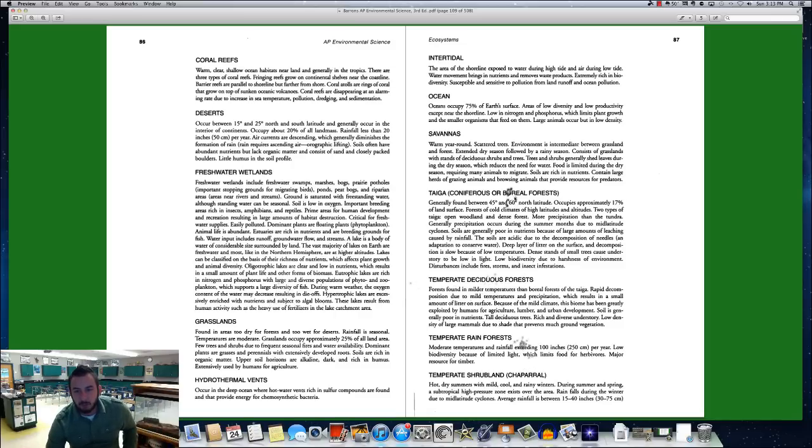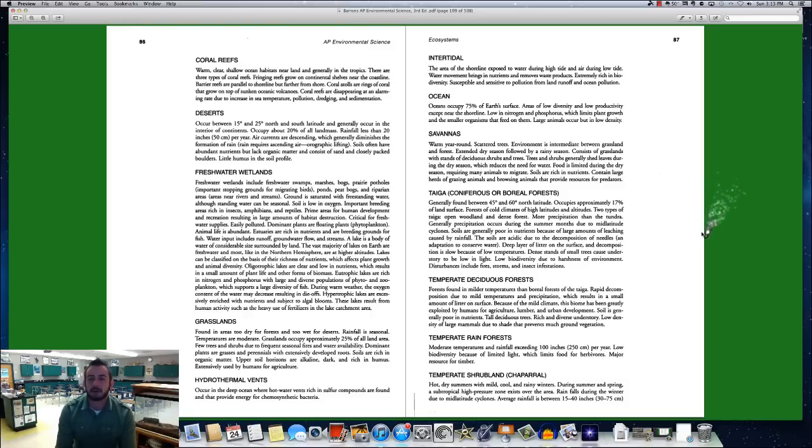Taiga, or the coniferous or boreal forest, is generally found between 45 and 60 degrees north latitude. It occupies 17% of the land surface. These are forests of cold climates and usually high altitudes. Two types of taiga are the open woodland and dense forest. And then obviously more precipitation than the tundra.